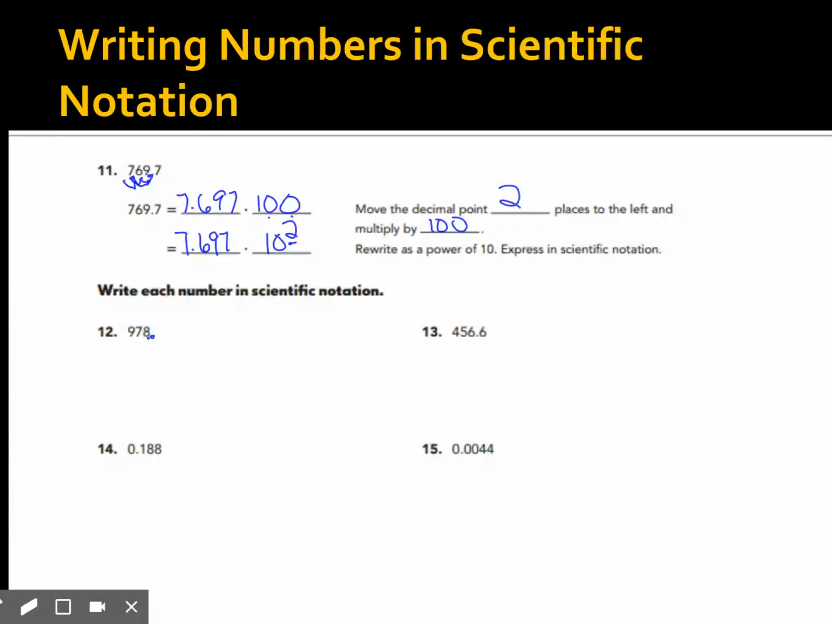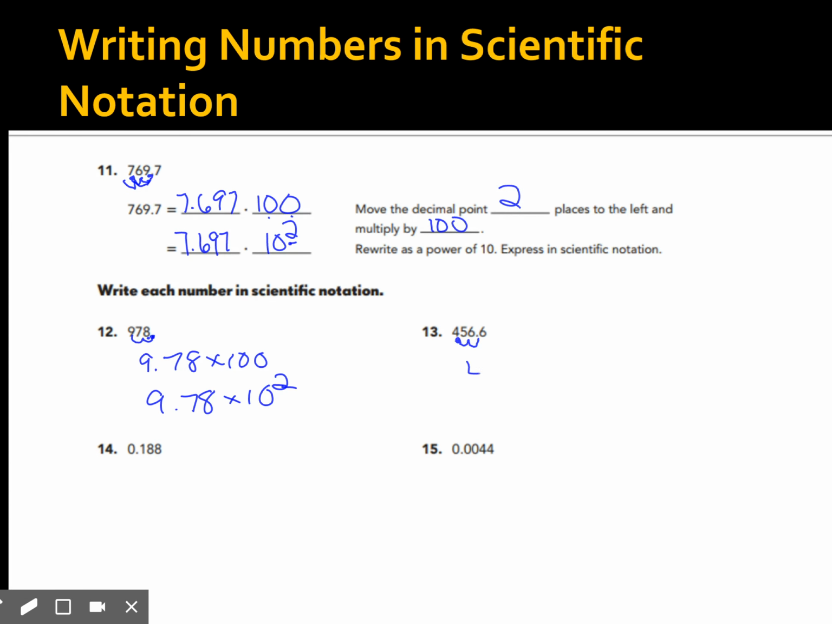So to get it so that I only have a digit in the ones place, I'd move 1, 2 to the left. So 9.78 times 100, again, because I'm moving 2 to the left, which is the same as saying 9.78 times 10 squared. 2 to the left tells me my exponent is 2, and it's positive because I'm going left. Number 13, I already have a decimal here. So I'm going to move it 1, 2 to the left again.